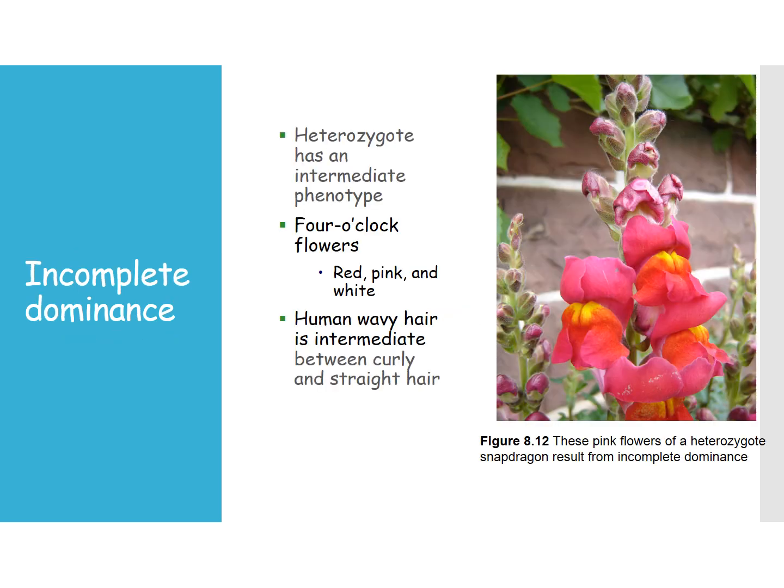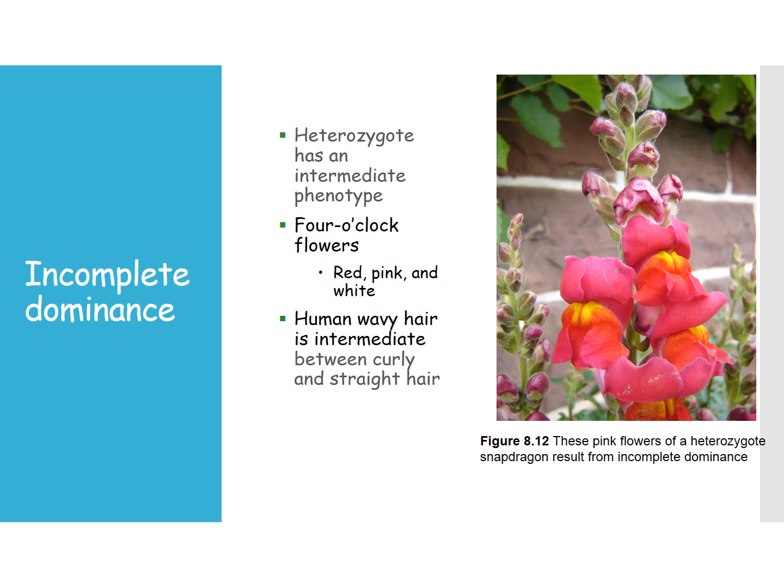Let's look at another mode of inheritance, incomplete dominance. It's not a blending of inheritance. Pink flowers can have red, white, or pink offspring. So in this case, the heterozygote, or the flower that receives one of each of the alleles, has an intermediate phenotype. So in four o'clock flowers, you have red, which is dominant to white, but the heterozygote will be pink.